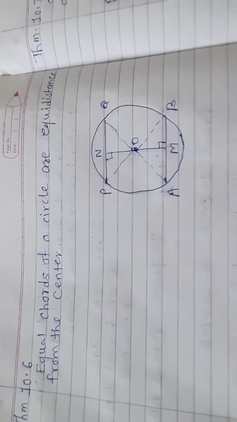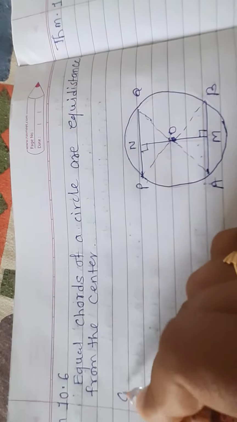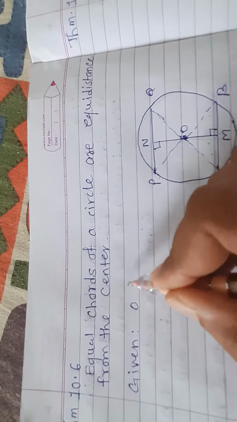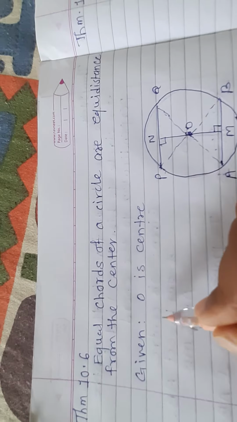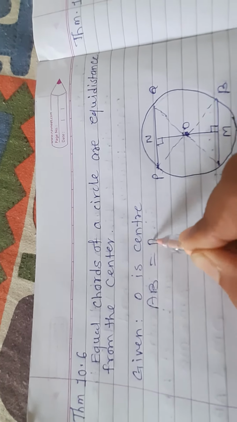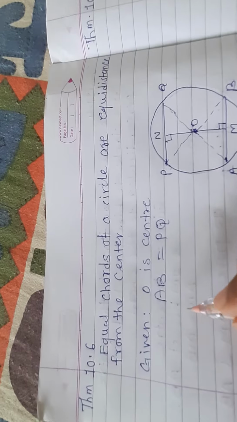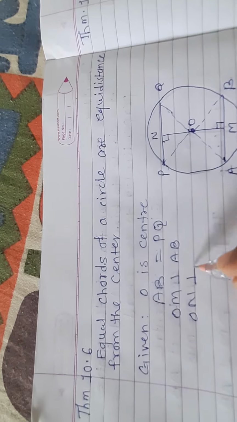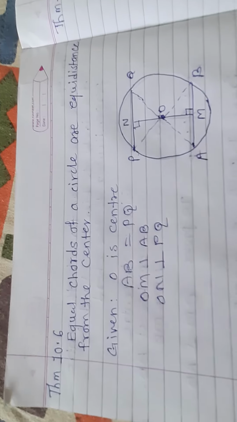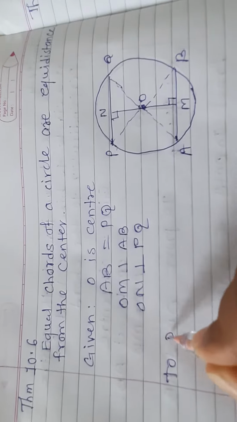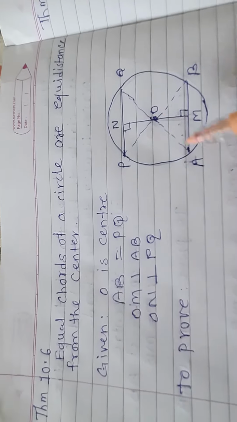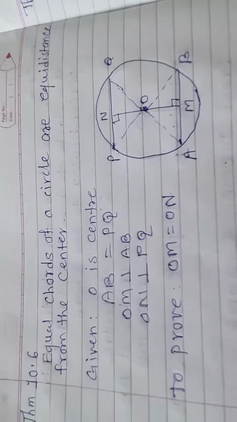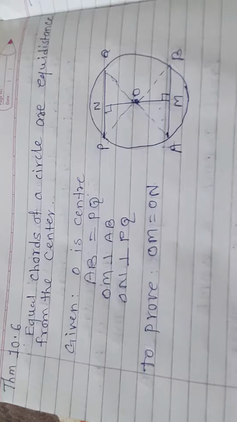Now here again we have to consider the triangles for the proof. Before that, write down the given thing. O is center, AB is equal to PQ, the chords are equal. Again OM is perpendicular to AB, ON is perpendicular to PQ. These things are given. To prove, distance of the chords from center, means OM is equal to ON. These two distances are equal. This thing we have to show here.